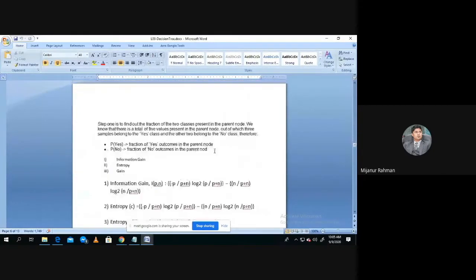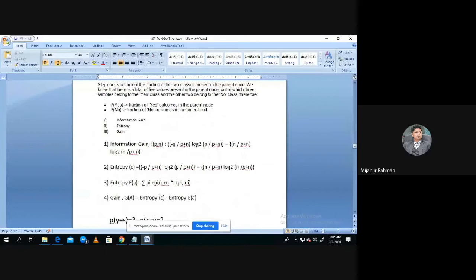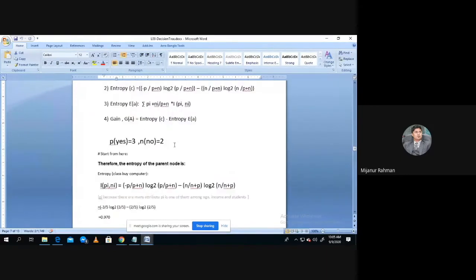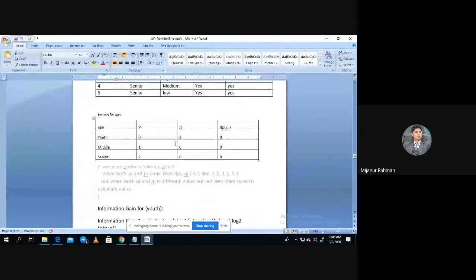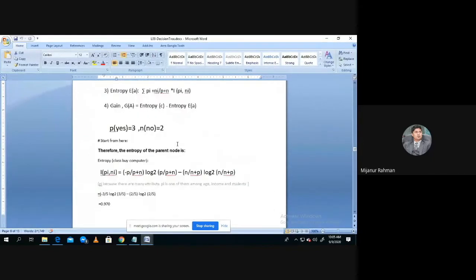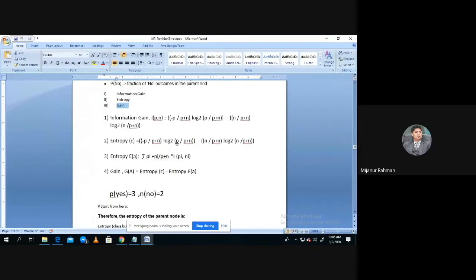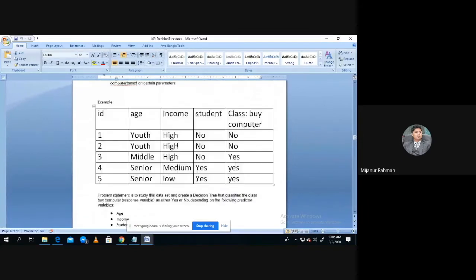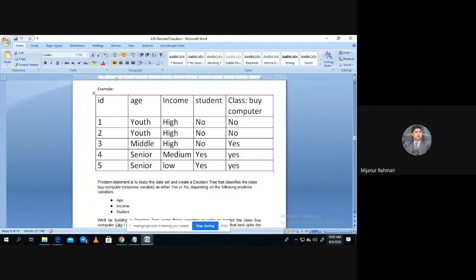The main purpose of the decision tree is to find out the gain. I would like to find out the gain, and what gain it is. Actually, we are talking about the gain of different variables. Here, if you look at this table, you can see there are three variables: age, income, and student, and in these variables there are attributes.